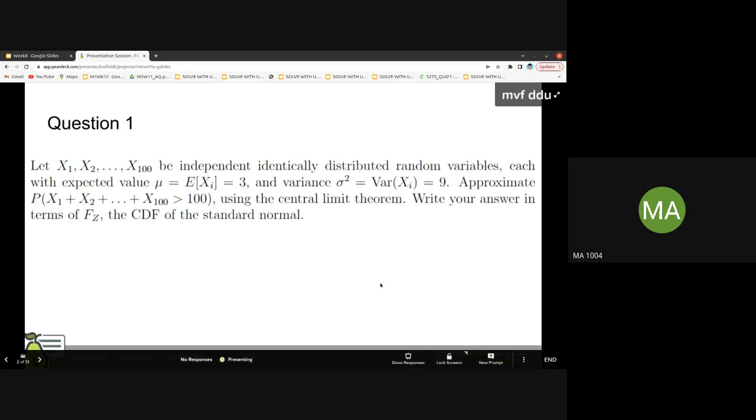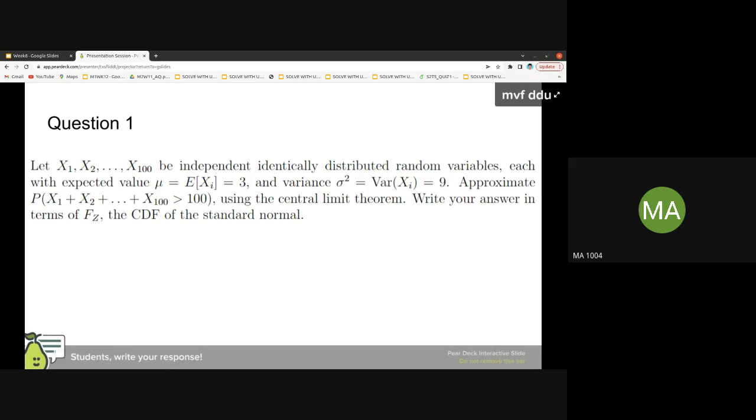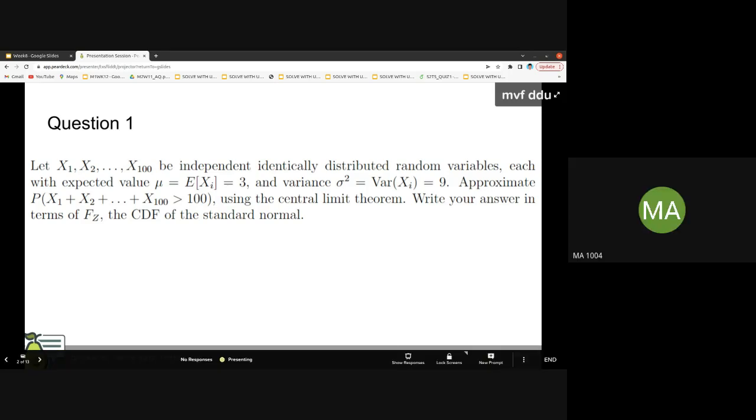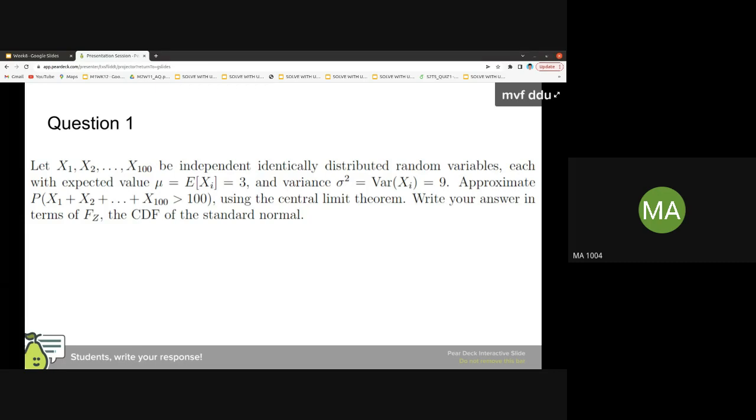So the very first question is, let X1, X2 to X100 be independent, identically distributed random variables. So here you have to understand that these are IID samples, each with expected value 3 and variance 9. Please be on mute, everyone. So the expected value of X1 is 3, X2 is 3, likewise. And the variance of X1, variance of X2, variance of X3, all are equal to 9.